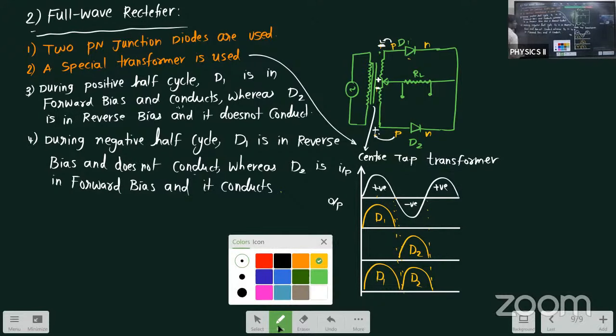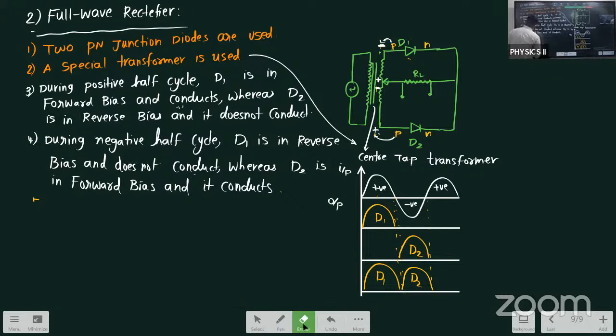And finally, you can write fifth point. What will be the fifth point? Efficiency. What is the efficiency of a full wave rectifier? Efficiency of full wave rectifier is 81.2%. 81.2%. What does it mean? It means that whenever you are supplying 100% of AC, it is converting around 81.2% into DC. Because what is the use of rectifier? The use of rectifier is nothing but conversion of AC to DC.